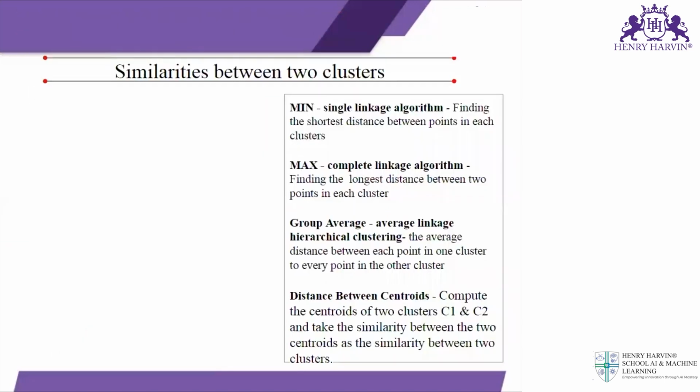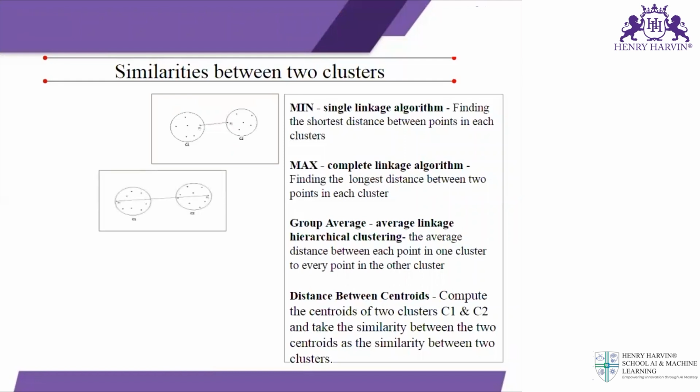Then we need to find the similarities between two clusters. There are different kinds of linkages used to find the similarity between two clusters. First is the min, or single linkage algorithm, wherein the shortest distance between the points in each cluster is calculated. You can see there is a cluster 1 and cluster 2. The shortest distance will be calculated in order to find the single linkage. Then there is the complete linkage algorithm, wherein we find the longest distance between 2 points in each cluster.